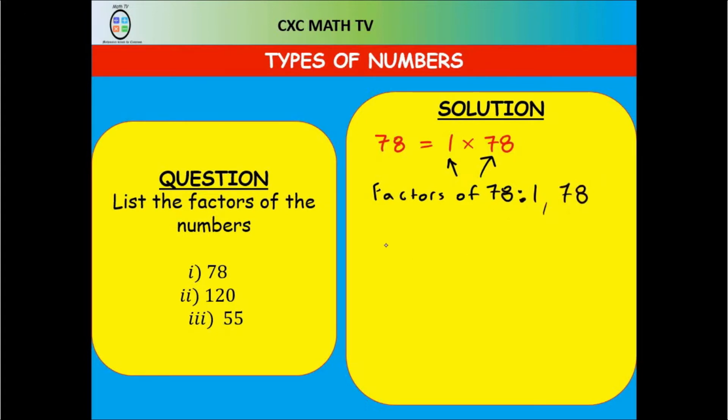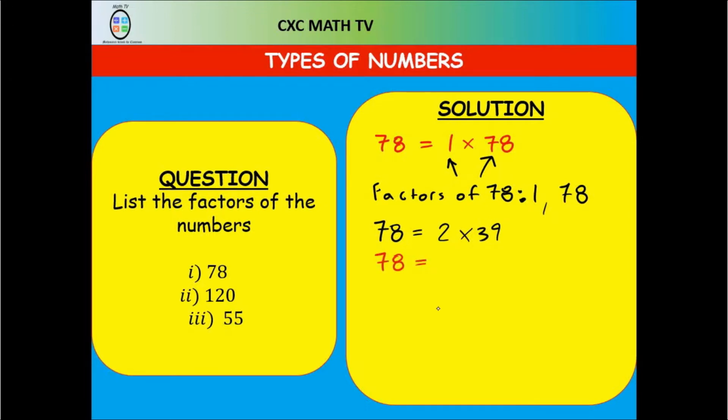Let's find out some more. Again, 78. Can't we say 78 is 2 times 39? Yeah. 78 is 2 times 39. So again, two more factors are 2 and 39. Let's keep it going.